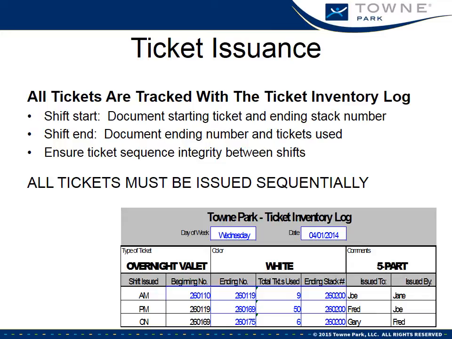Both GSEs will sign off, and this process repeats at the end of the next shift. The departing GSE will list their ending ticket number and do the math to determine how many tickets were issued during their shift. Both GSEs sign off on this, and the process continues. All tickets must be used in sequential order. This is the key to maintaining accountability. This is true during a shift, and also there should never be a gap between shifts or between days.